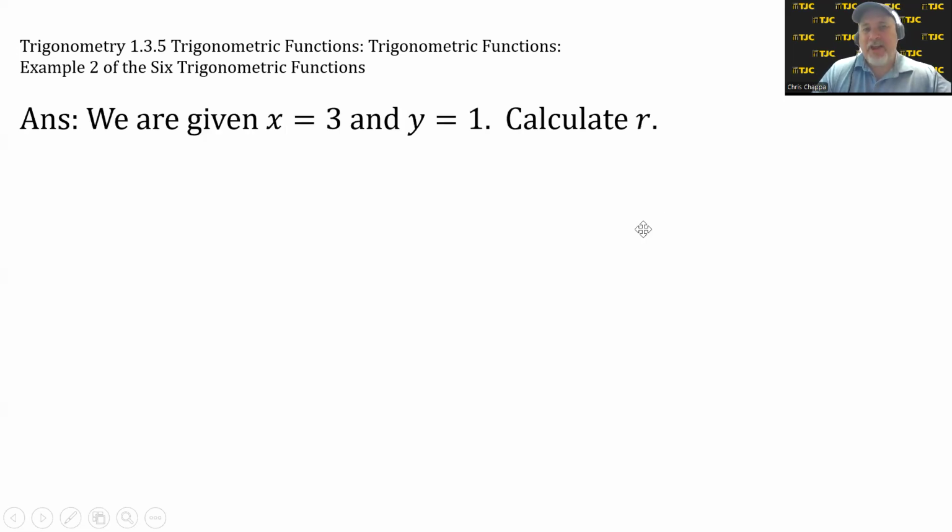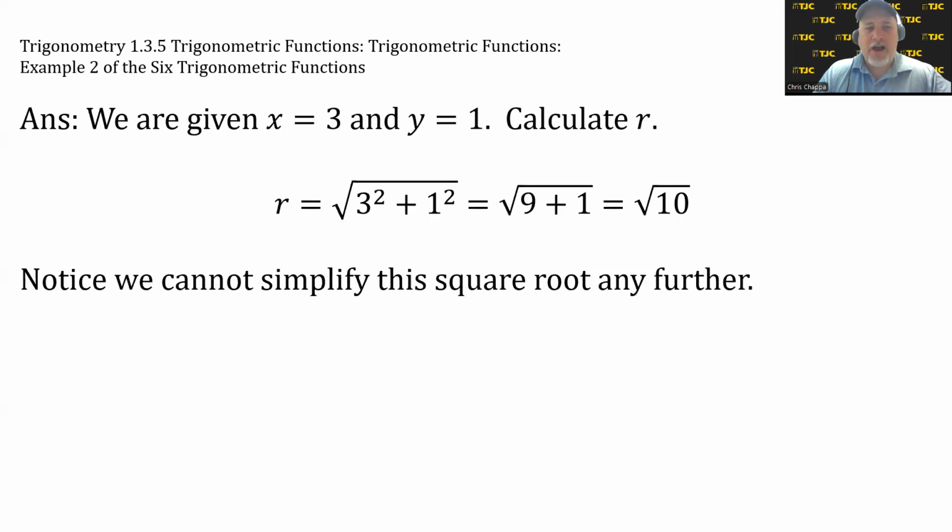In this example, we're given x equals 3 and y equals 1. We do need to calculate r for these 6 trigonometric functions. Well, for 4 of the 6. Well, r is just the square root of the sum of the squares of x and y. So we can just square 3, square 1 to get 9 and 1, add them to get 10. r is the square root of 10.